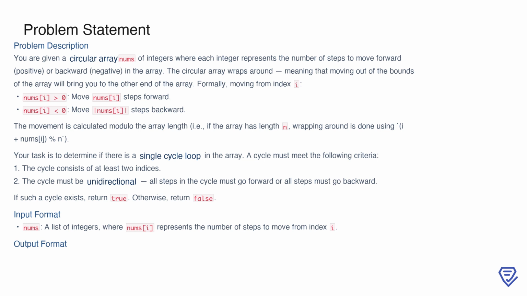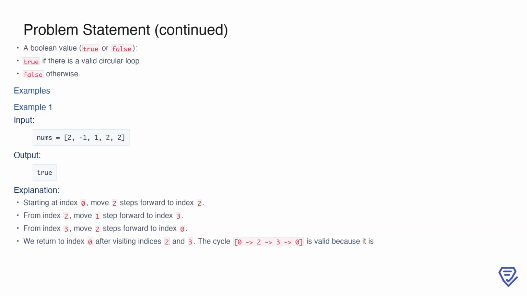Your goal is to determine whether there exists a single cycle loop in this array. For this loop to be valid, it must meet two key conditions. First, the loop must consist of at least two distinct indices, and second, all movements within the loop must go in the same direction, either entirely forward or entirely backward. If such a cycle exists, you return true, otherwise, you return false. The output of this problem is a Boolean value, true if there is a valid circular loop, and false if no such loop exists. Let's consider the first example to understand this better.